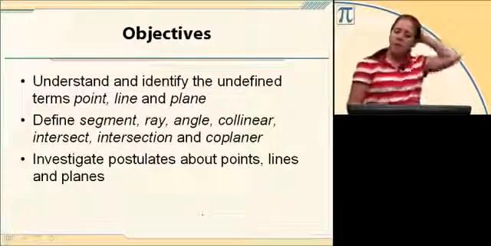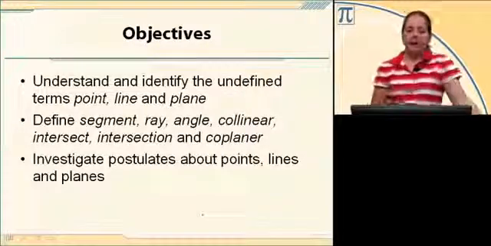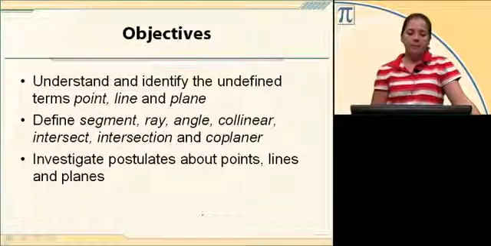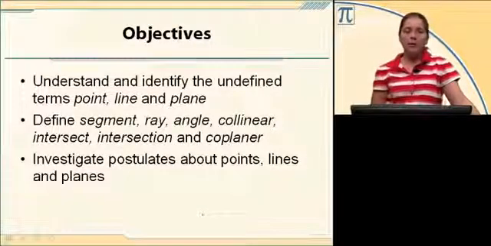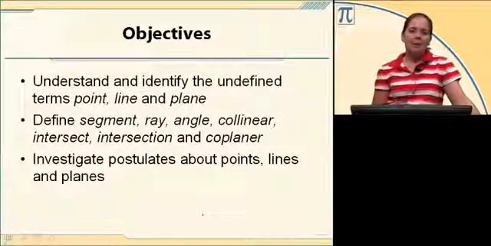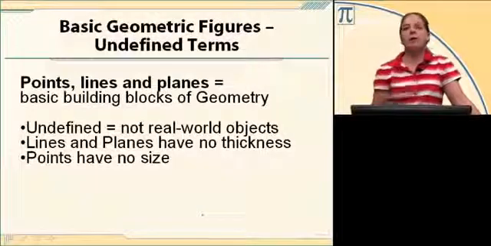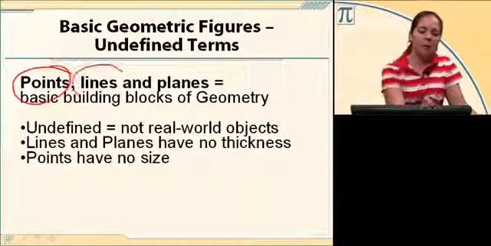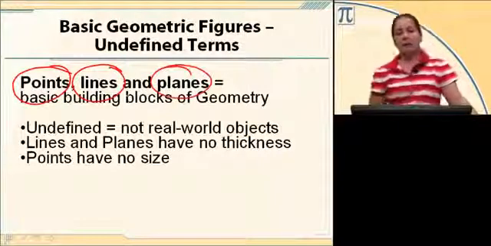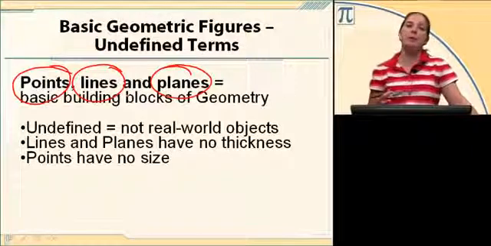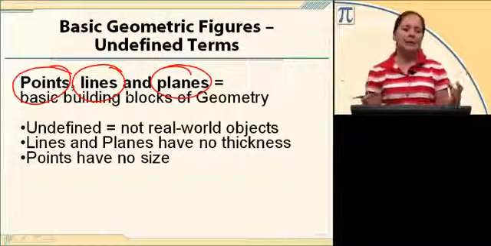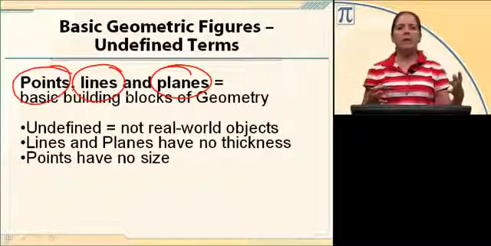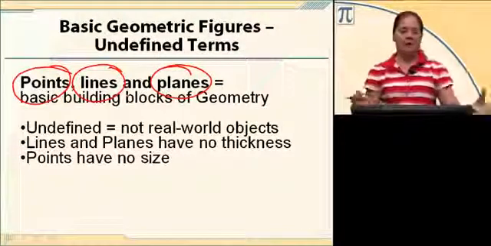The objectives for this lesson are to understand and identify the undefined terms point, line, and plane, define segment, ray, angle, collinear, intersect, intersection, and coplanar, and to investigate postulates about points, lines, and planes. Let's start with the undefined terms, or the building blocks of geometry. Those building blocks of geometry are points, lines, and planes. And the reason we call them the building blocks of geometry is because there are these 3 concepts, these 3 ideas that we describe, and then everything else in geometry builds off of those 3 ideas.